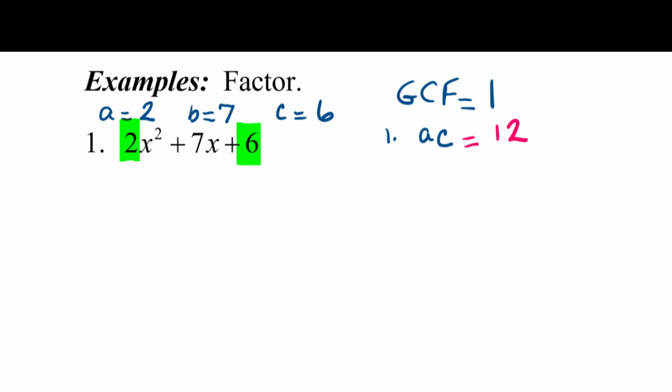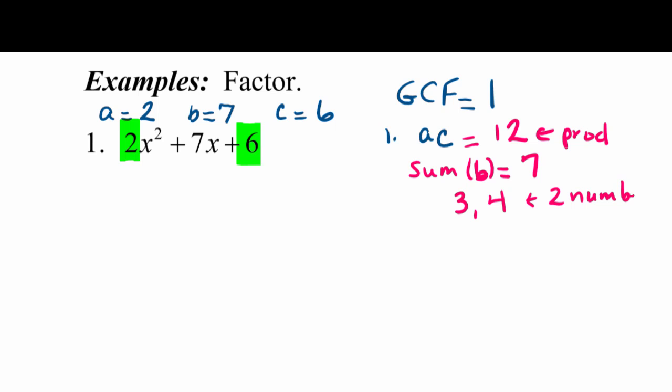Then our middle term is still going to be our sum. Our B is 7. So we are going to look for two numbers that multiply, so our AC is our product. They have to multiply to 12 and they have to add up to 7. And of course, you know that that's 3 and 4. So there are our two numbers.